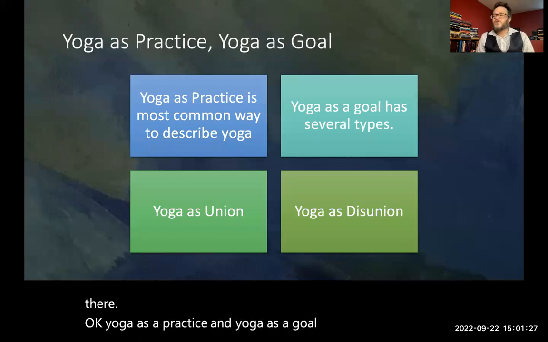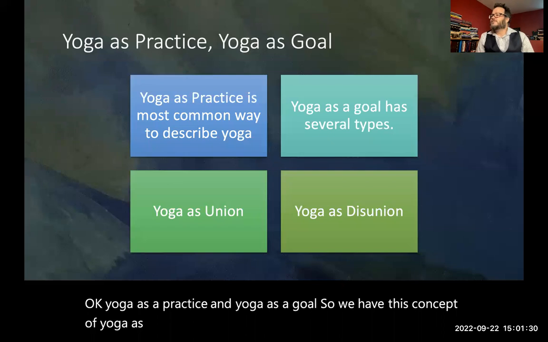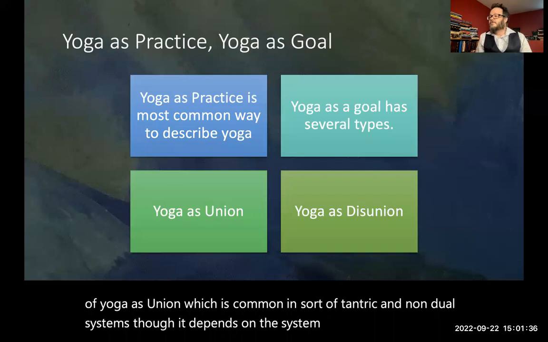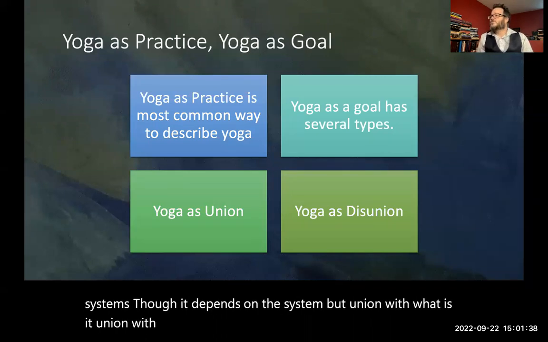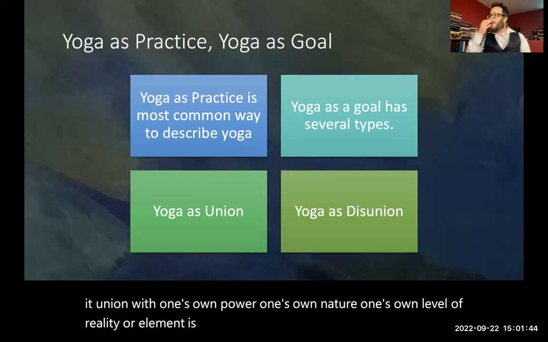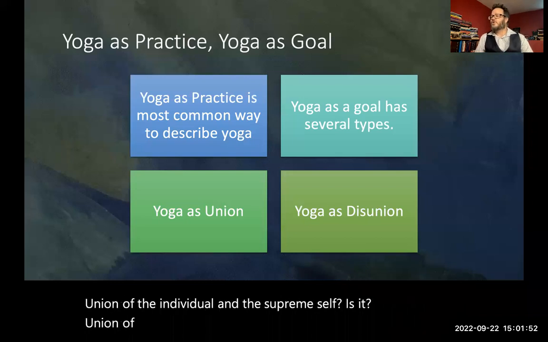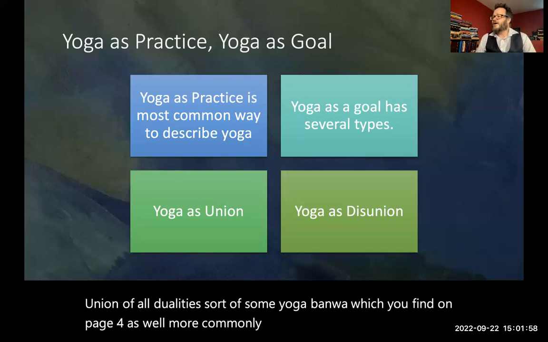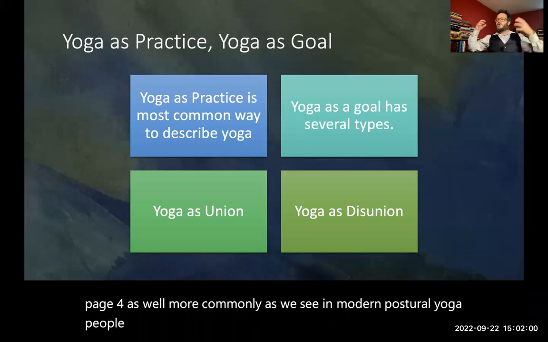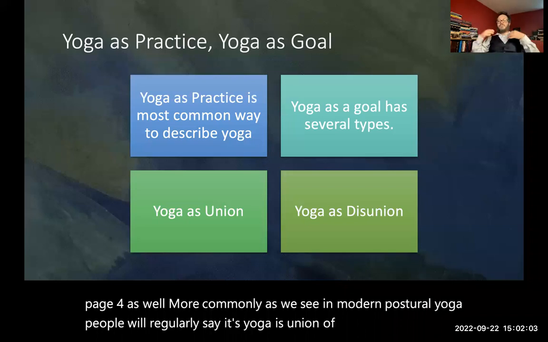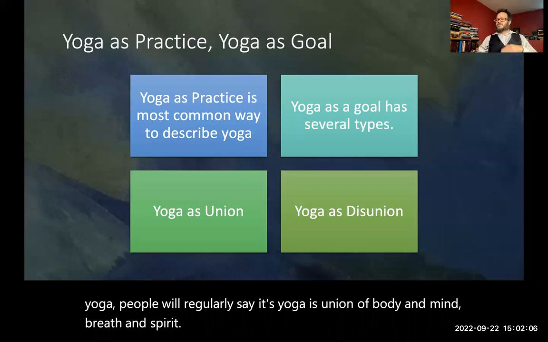So we have this concept of yoga as union, which is common in sort of tantric and non-dual systems, though it depends on the system. But union with what? Is it union with one's own power, one's own nature, one's own level of reality or element? Is it union with Shiva's power? Is it union of the individual and the supreme self? Is it union of all dualities, sort of samyoga bandva, which you find on page 4 as well? More commonly, as we see in modern postural yoga, people will regularly say yoga is union of body and mind, breath and spirit, higher self and lower self, man and God.